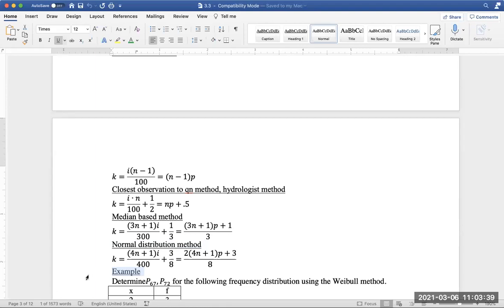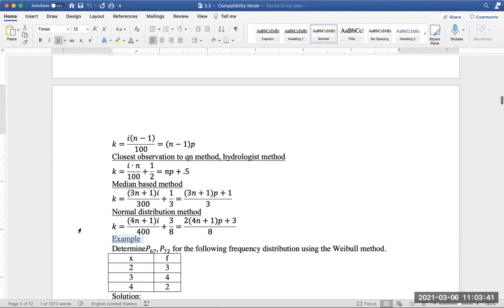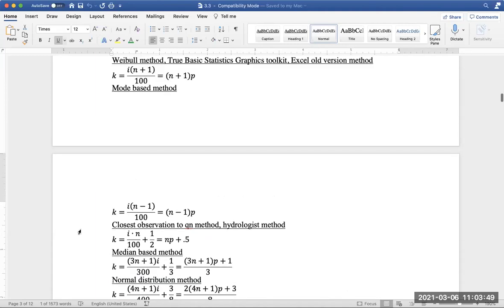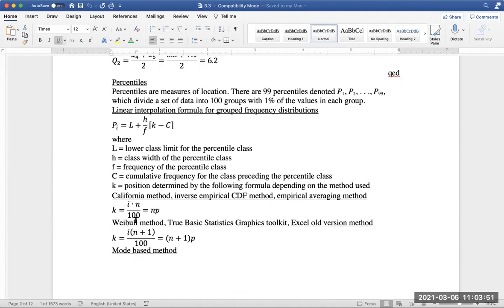Professor, I have a question. Yes. On the first quartile, you use the Weibull method, but why is it 1/4 instead of 2 in the denominator? Is it because of the quarter? What does quarter mean?